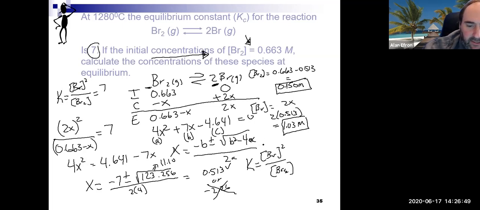So we can now take our equilibrium values back in. Take our 1.03 squared divided by our 0.150, and we should get about 7. And if you do that, you do get about 7, give or take with some rounding, pretty close to what the equilibrium constant is.